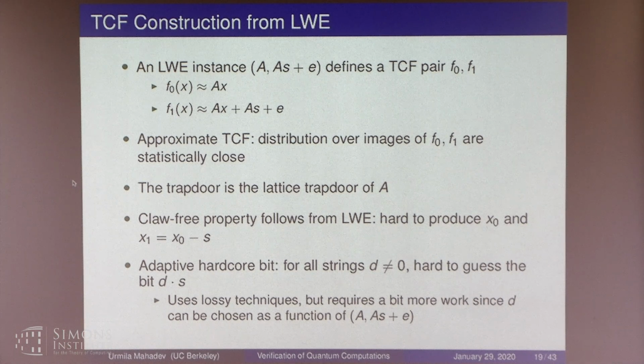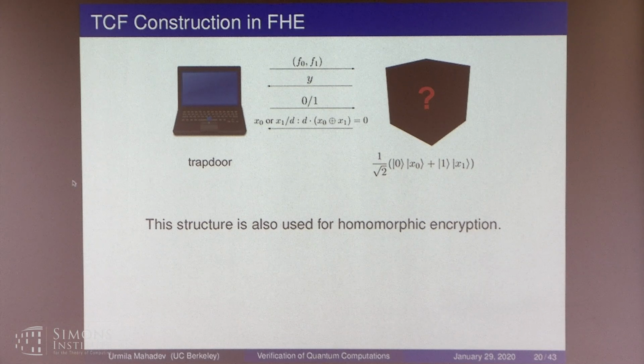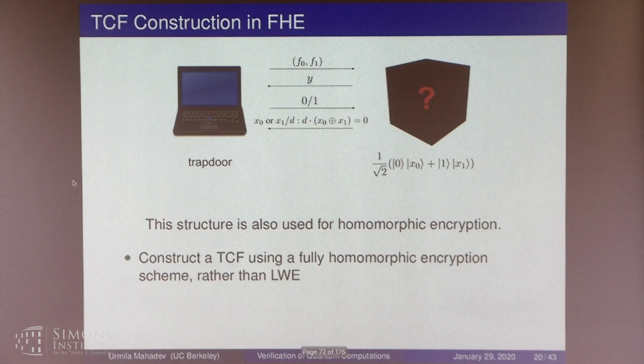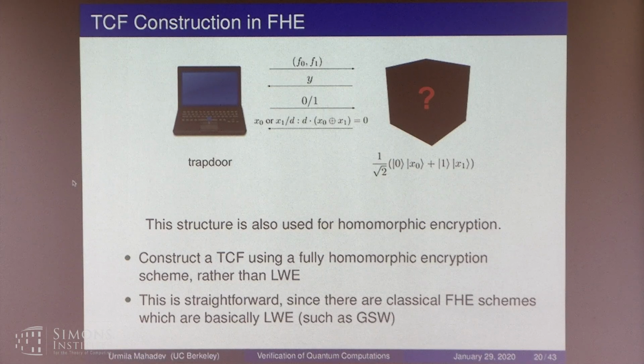Okay, so that's all I'll say about this function. One more side note: earlier I said that this structure is also used for homomorphic encryption, that is, for using classical homomorphic encryption schemes to evaluate quantum circuits. What I meant there was that if a classical homomorphic encryption scheme has a TCF structure, in the sense that I just showed that LWE has a TCF structure, then this scheme can be immediately used to evaluate quantum circuits. And luckily, there are quite a few classical homomorphic encryption schemes which are essentially exactly LWE. So we can directly use these schemes to evaluate quantum circuits homomorphically.